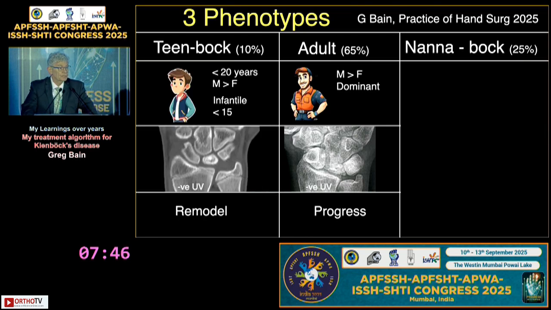There's another group, which is the Teenbock, which is only 10% of patients. They're usually males. If it's less than 15, we call them infantile, negative ulnar variance. These patients tend to have a better prognosis and often recover and remodel.